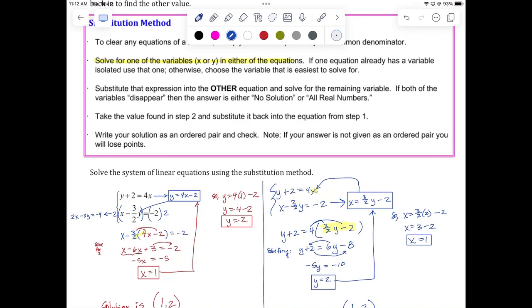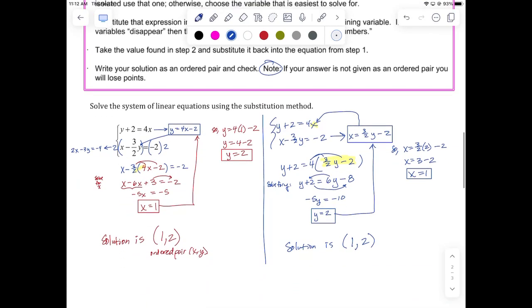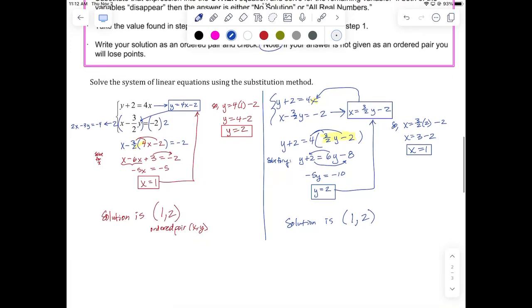Notice it says right here, note, if your answer is not written as an ordered pair, you will lose points. You will lose points, like a sock in a dryer. You will lose points.